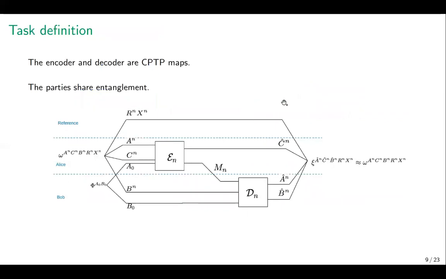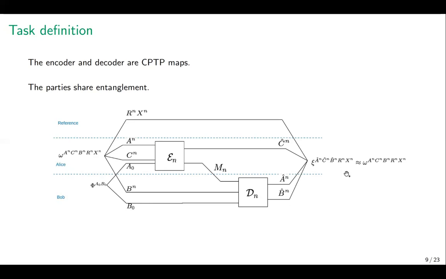Okay, here I am showing the task of the compression in this figure. So we also consider that Alice and Bob, the encoder and decoder, share entanglement in registers A0 and B0. The rest of it I already explained, but maybe it's good to explain it again. We have system A^n that we want to compress, and C^n is the side information of the encoder. The compressed information, denoted by M^n, is sent to Bob via this noiseless quantum channel, and Bob wants to reconstruct system A^n by having access to side information system B^n.